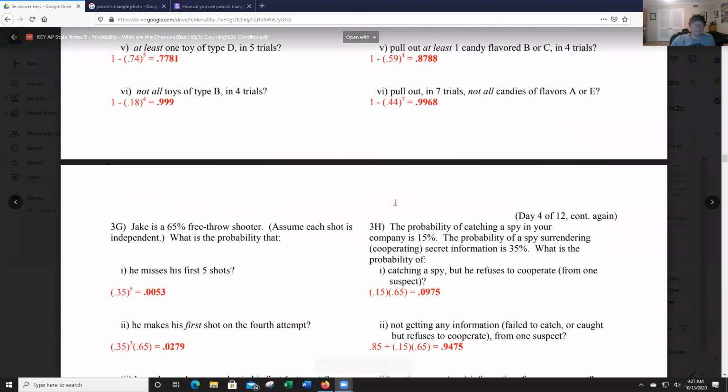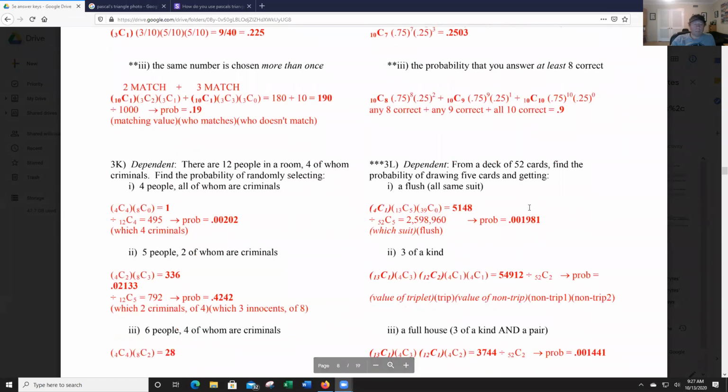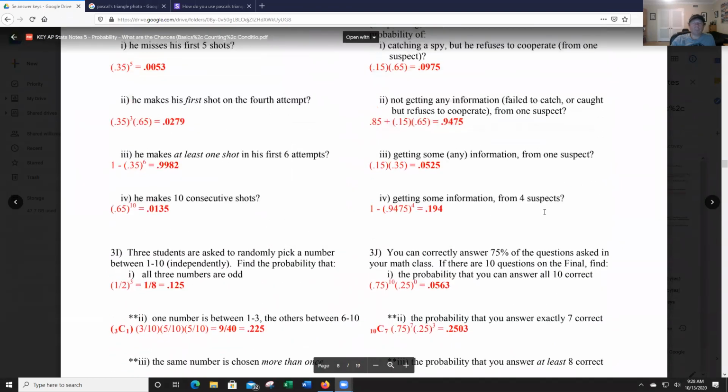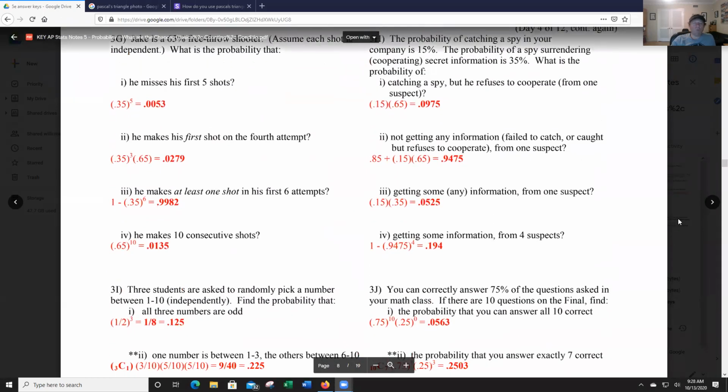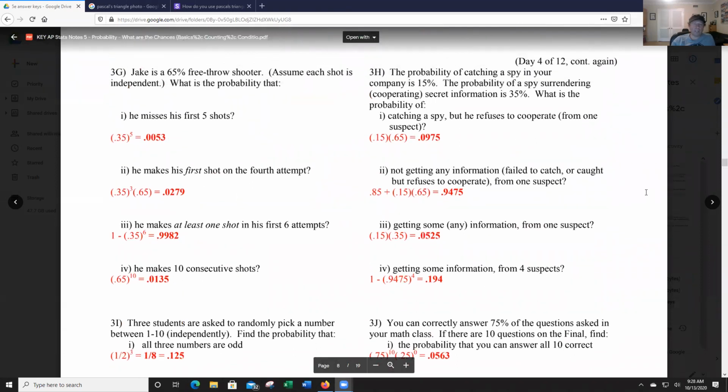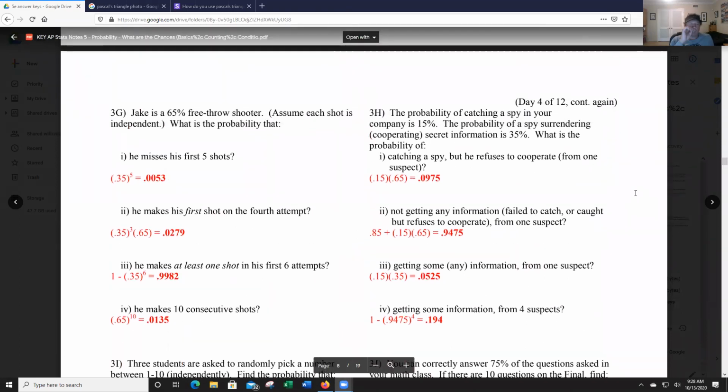Now we got a few problems to go here. I'm not going to do all of them, but this is just a great way to get a lot of practice in quickly. Jake is a 65% free throw shooter. Now we're going to make a fairly big assumption here. Assume every free throw shot is independent. That can be debatable because sometimes kids gain or lose confidence when they make or miss a free throw at the beginning of a 2-shot foul or a 3-shot foul or whatever.